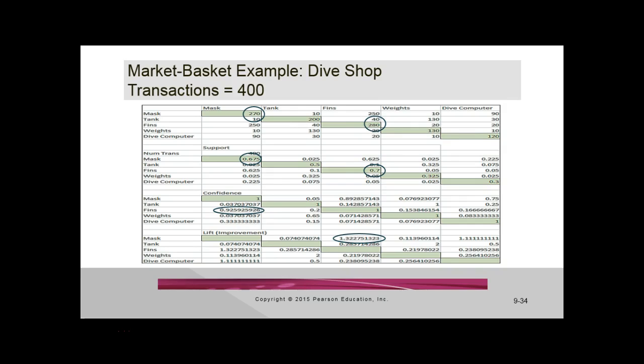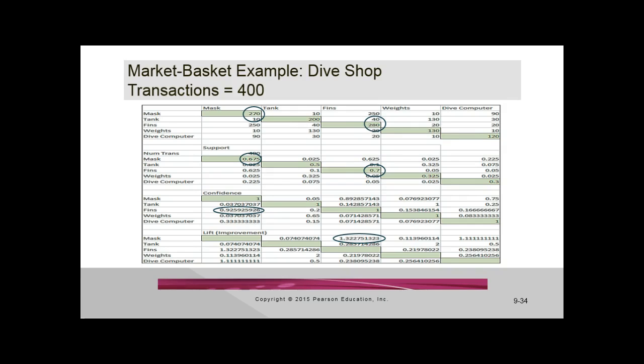So that may be a little bit useful to me, but what's even more useful is if we look at fins. Of the 400 transactions, 250 were with mask and fins, so that's 62.5%. That tells us those things are commonly bought together, and they're good sellers. Of the 400 transactions, 62% of them included mask and fins.